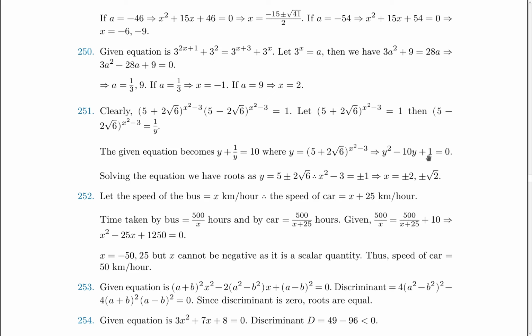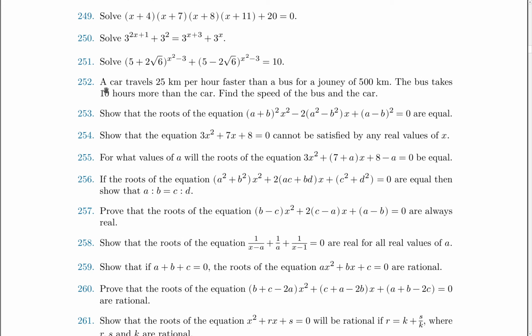Y square minus 10y plus 1 is equal to 0. So the roots of this equation would be 5 plus minus 2 square root of 6. So x square minus 3 would be plus minus 1. So x would be plus minus 2 and plus minus square root of 2, depending on whether it is plus 1 or minus 1.